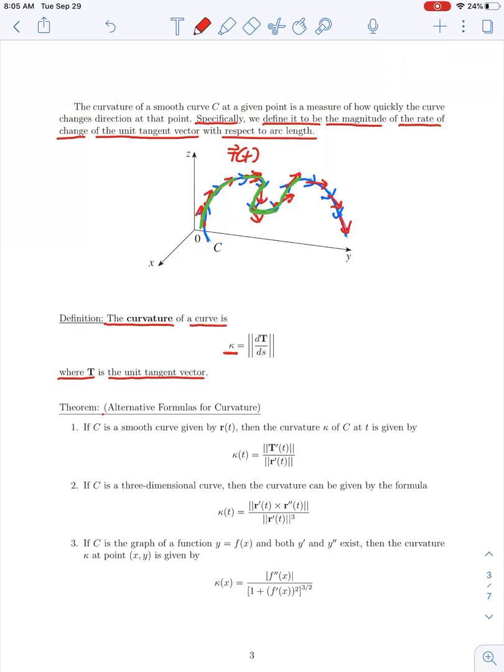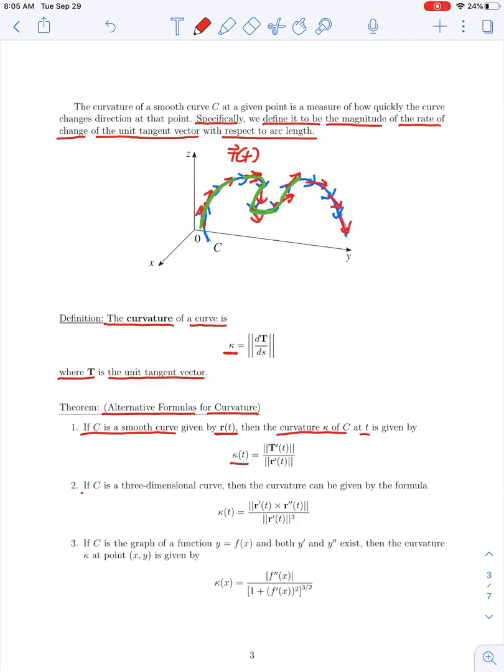Well, we can make use of the following theorem, which gives us some alternative formulas for calculating curvature. So we have three together here. Our first one says if C is a smooth curve given by r of t, then the curvature, kappa, of that curve C at a given point is given by kappa of t, and it would be found as the ratio of the magnitude of the derivative of the unit tangent vector divided by the magnitude of the derivative of our vector function.